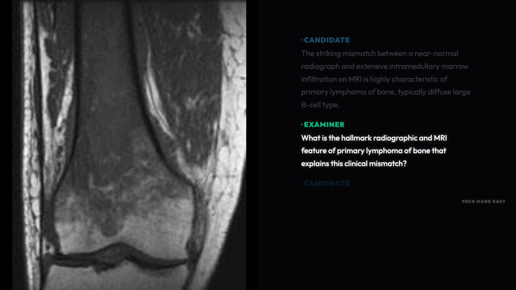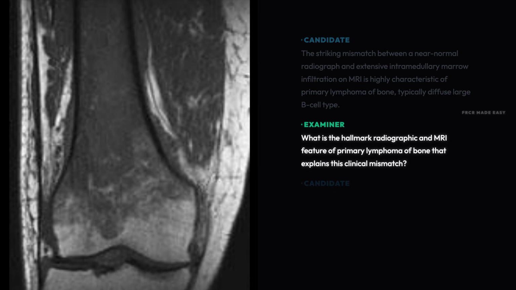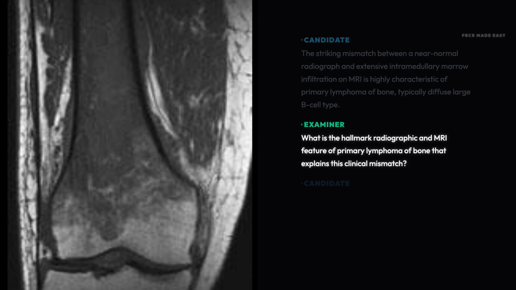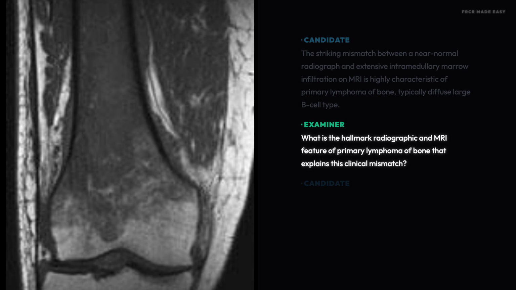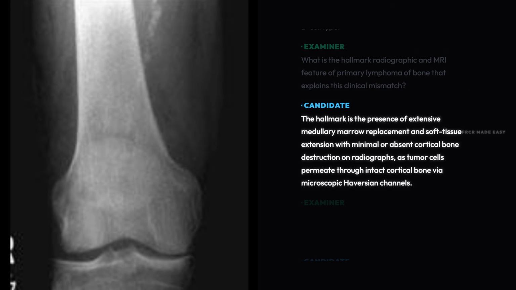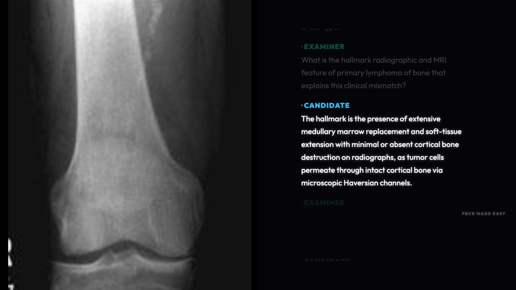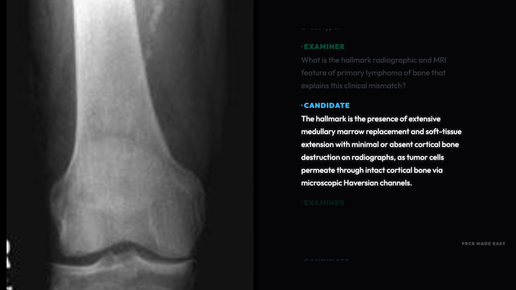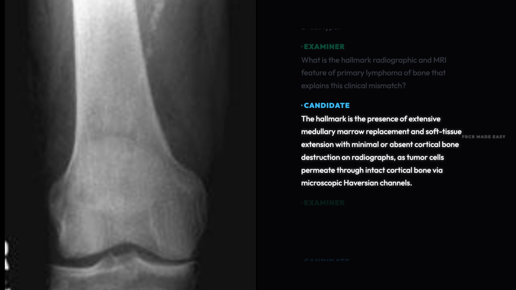What is the hallmark radiographic and magnetic resonance imaging feature of primary lymphoma of bone that explains this clinical mismatch? The hallmark is the presence of extensive medullary marrow replacement and soft tissue extension with minimal or absent cortical bone destruction on radiographs, as tumor cells permeate through intact cortical bone via microscopic Haversian channels.